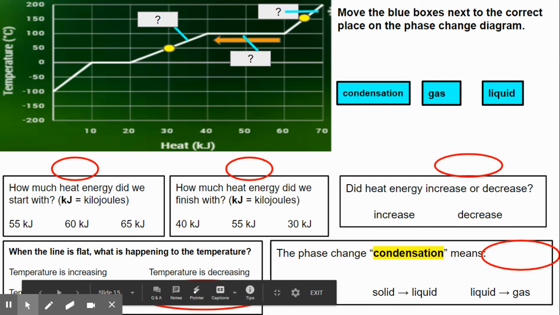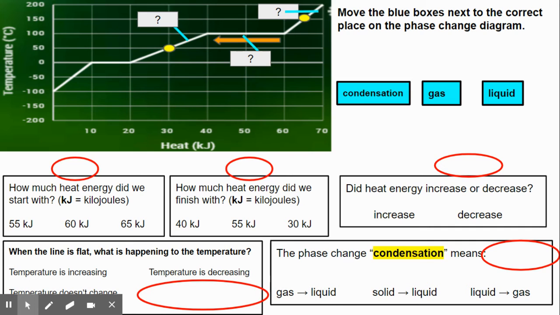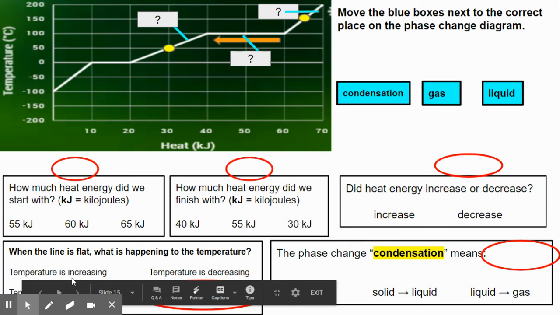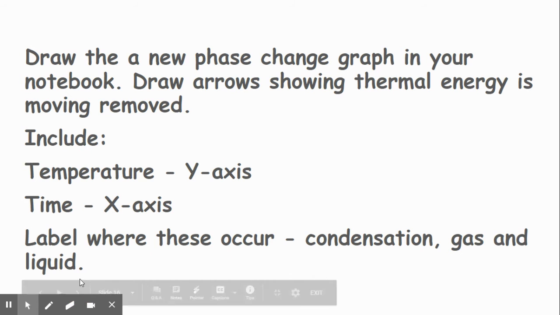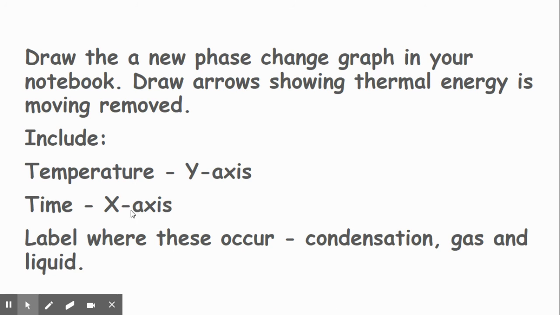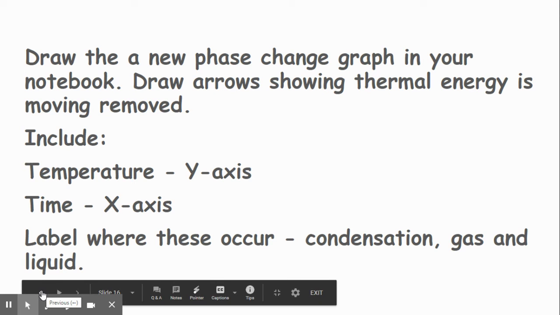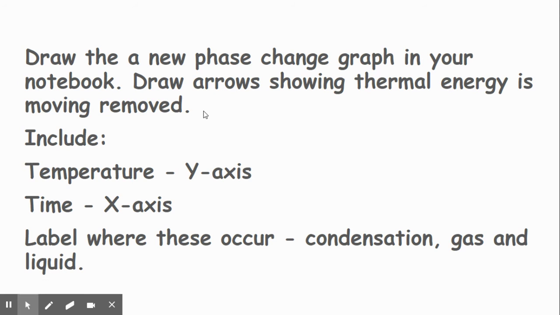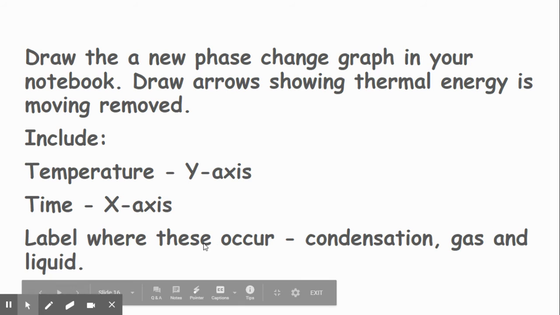Again, when the line is flat, what is happening to the substance? And the phase change condensation means what? So I would draw a new phase change graph. Draw arrows showing the thermal energy is being removed. So again, thermal energy is important. Include the temperature, the time. Label where these occur: condensation, gas, and liquid. So what you see in the lab.